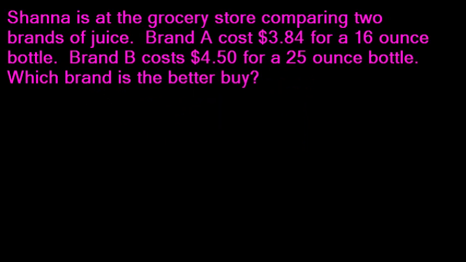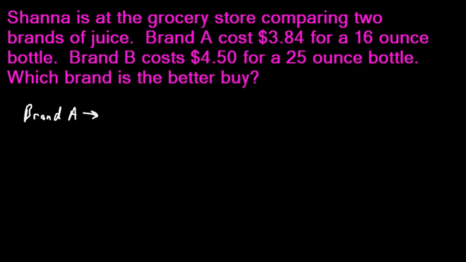Okay, Shauna is at the grocery store comparing two brands of juice. Brand A costs $3.84 for a 16-ounce bottle. Brand B costs $4.50 for a 25-ounce bottle. Which brand is a better buy? All right, so we have to find the unit price for brand A and for brand B. Okay, let's start with brand A.